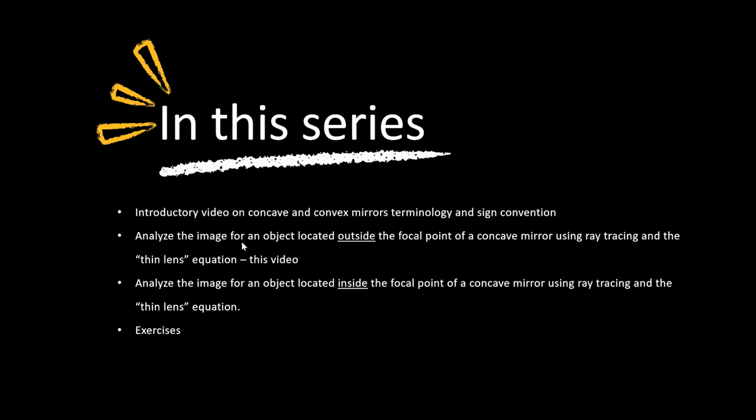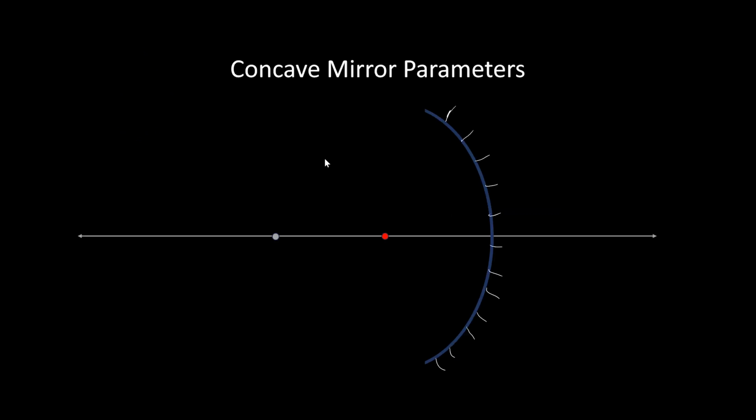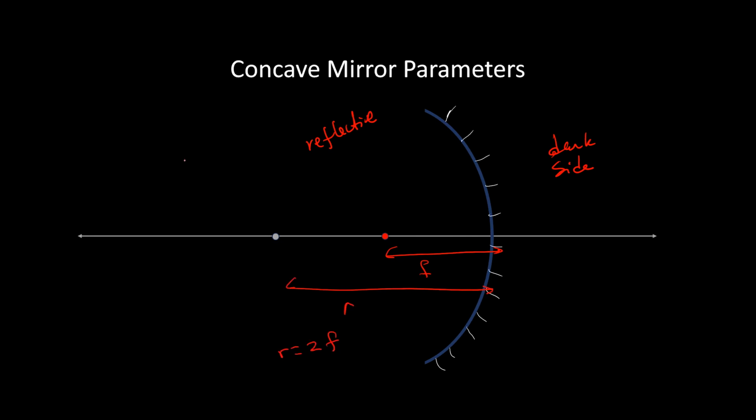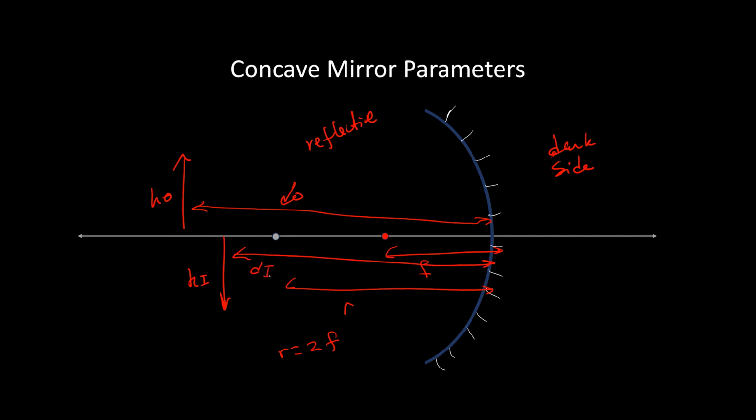So let's begin. Here's a concave mirror, just a little review in terminology. This is the dark side. This is the reflective side. This is the focal length. There's the radius. Radius is twice the focal length. Here's where an object sits. This is what we call the distance to the object. And then if we have an image sitting like this, this is the height of the image, height of the object.